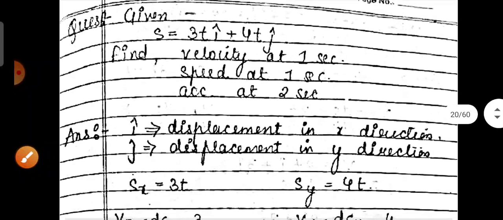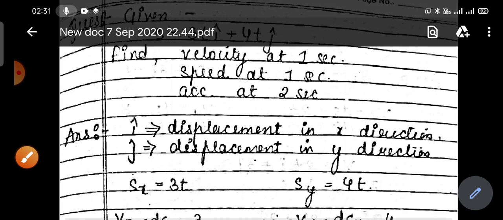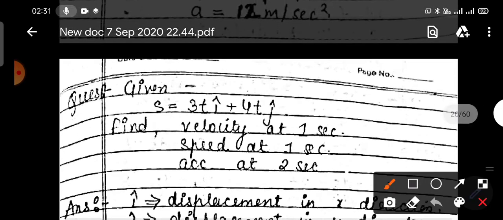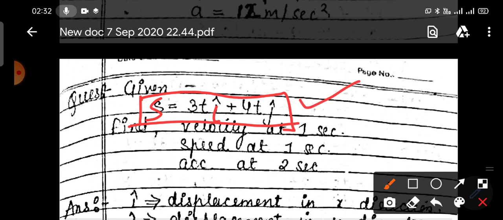Now in the next question, the displacement equation is given. So displacement s is equal to 3t i hat minus 4t j hat. So it is given in the form of a vector. Since displacement is a vector quantity, it is given in the form of a vector.